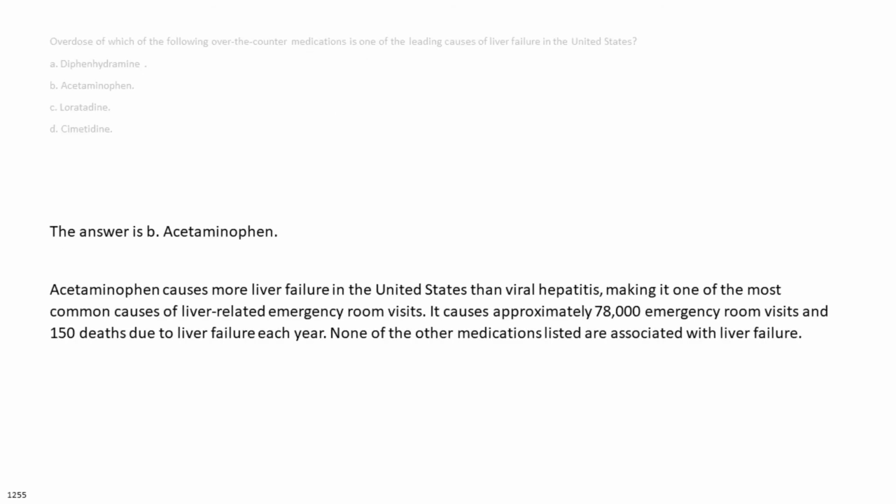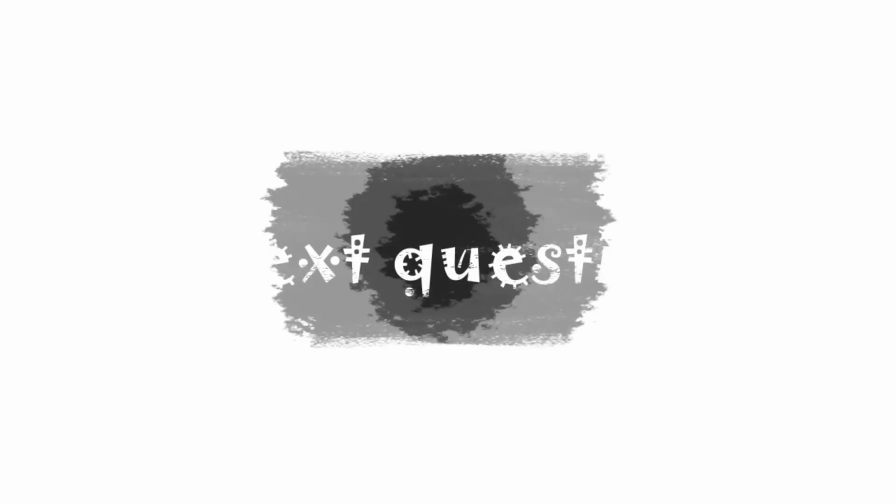The answer is B. Acetaminophen. Acetaminophen causes more liver failure in the United States than viral hepatitis, making it one of the most common causes of liver-related emergency room visits. It causes approximately 78,000 emergency room visits and 150 deaths due to liver failure each year. None of the other medications listed are associated with liver failure.